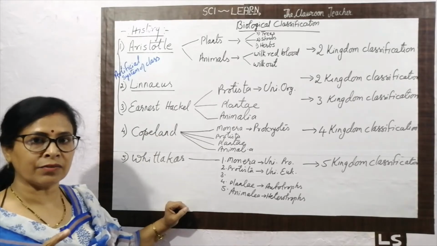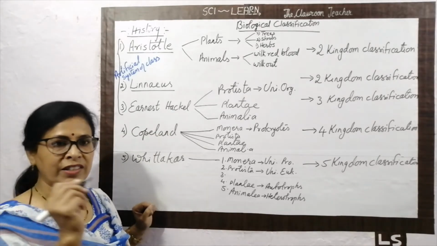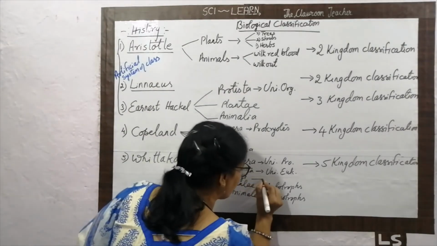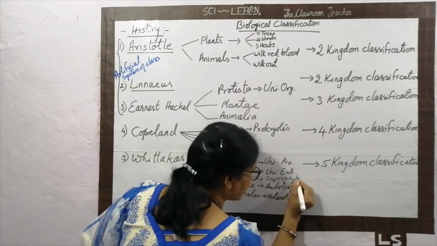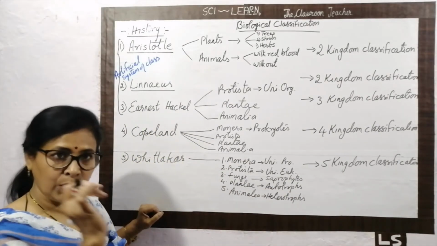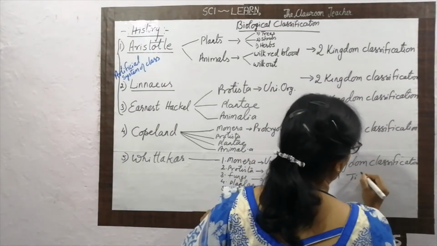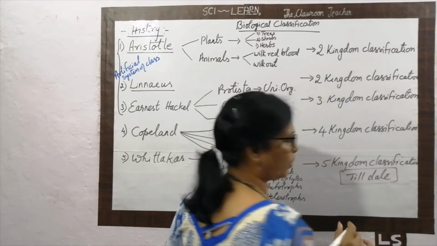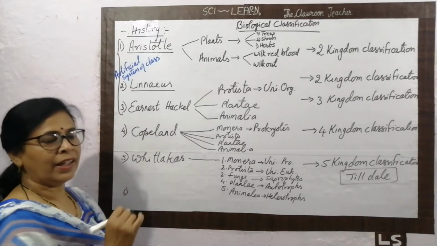One new kingdom proposed by Whittaker is the fungi. Fungi, you know very well, are called the saprophytes. So this is the valid classification which is used to date. Till date we use this classification, called the five kingdom classification, the Whittaker classification. But this classification is not the end.